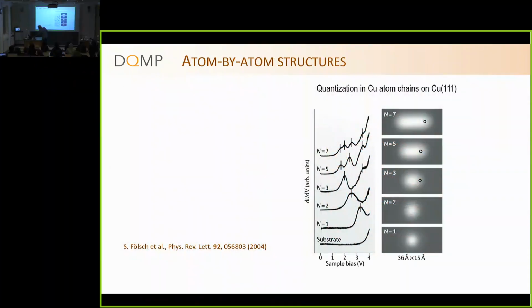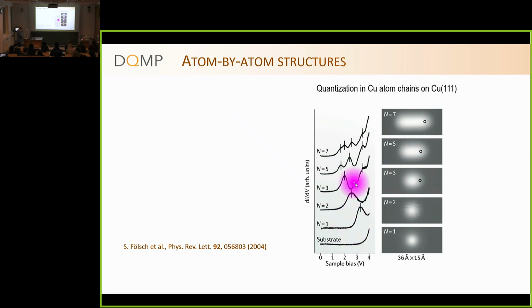But you can do amazing physics with this. Here I show you a few examples. For example, they build a chain taking copper atoms on the surface of copper 111. They can add one copper atom, 2, 3, 4, 5, 6. I mean, they can really put them together. And then they look at the spectroscopy at these points here.